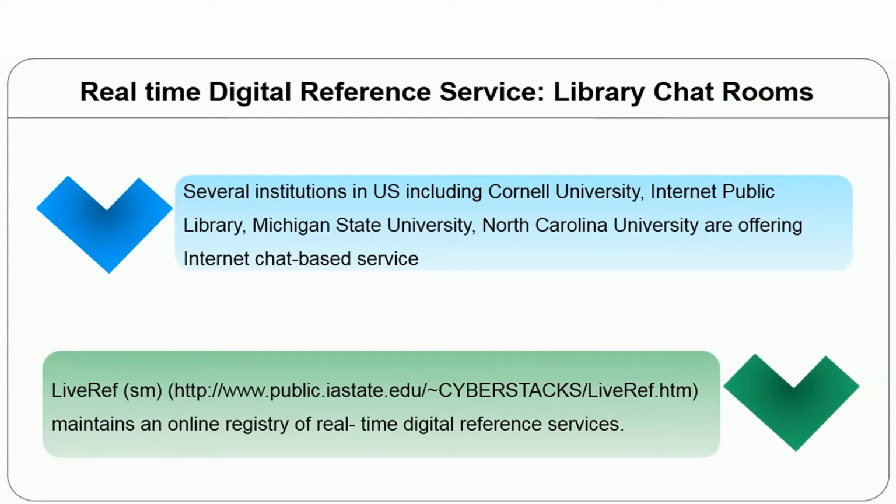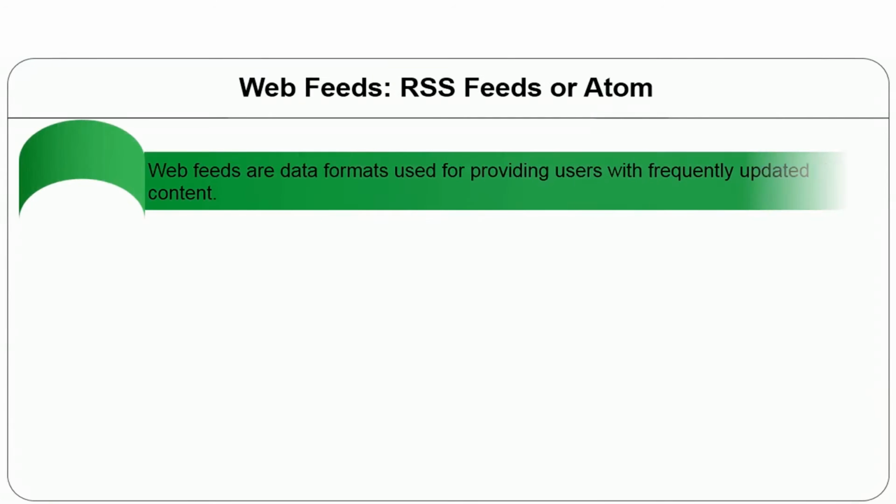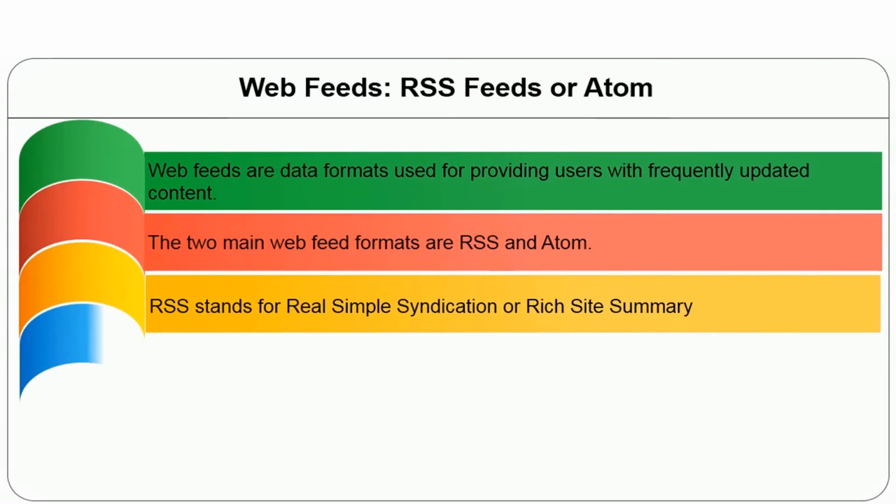Then LiveRef, from public.iastate.edu, CyberStacks, maintains an online registry of such services. So if you want the digital reference services of all listed together in a site, this is the site, LiveRef. Search for LiveRef, www.public.iastate.edu/cyberstacks/liveref.html. Then web feeds and RSS feeds, which I already told you about.